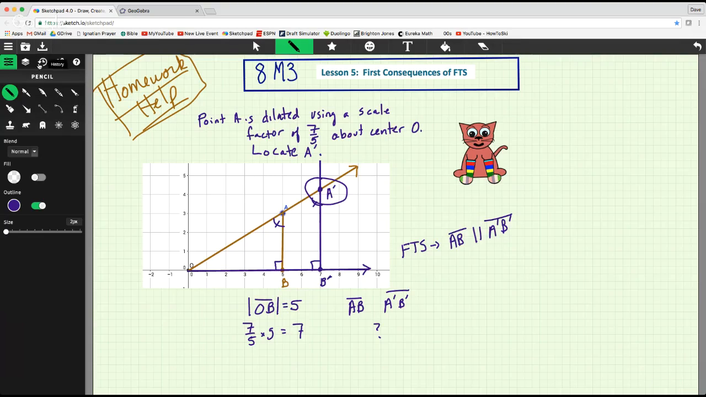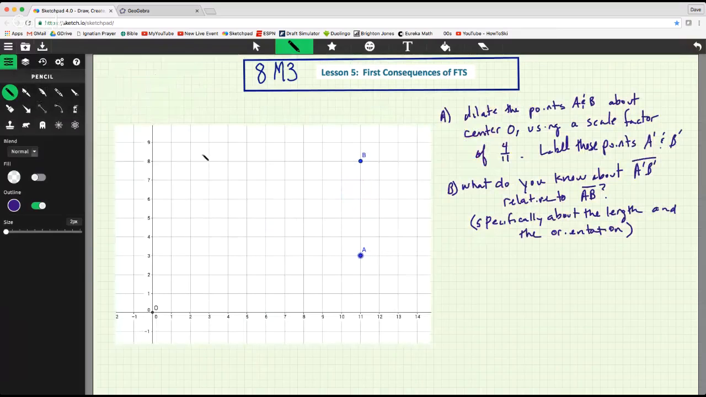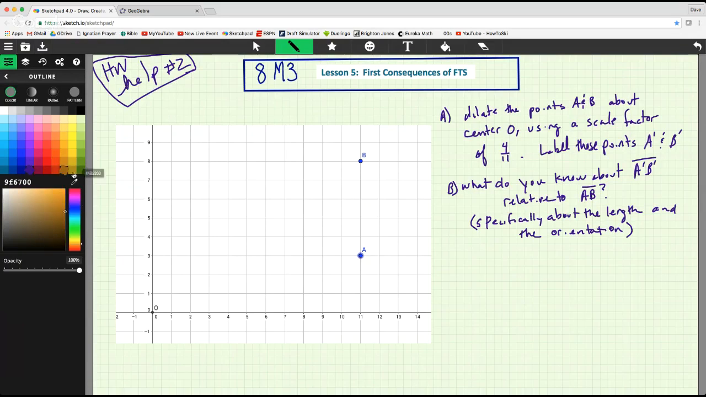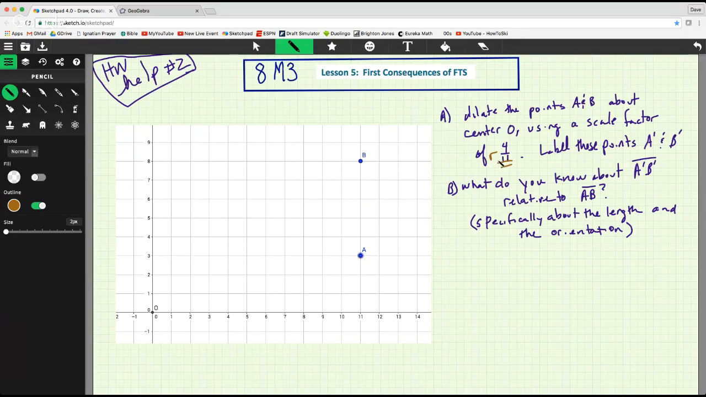Okay, let's now move on to our last piece of homework help. This is homework help number 2. Okay, so we want to dilate the points A, B about center O using a scale factor of 4/11. So what is 4/11 going to tell us? Think about that. Is it shrinking or growing? R equals, and so we'll put R equals 4/11 in here.